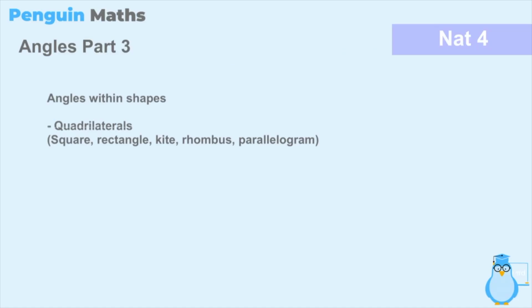Hi everyone and welcome to this lesson where we are going over part 3 of this angle series that we have been covering. In this lesson we will be looking at angles within more shapes, and this lesson is going to focus on quadrilaterals, and in particular we will be having a look at squares, rectangles, kites, rhombuses and parallelograms. We will be looking at what each of these shapes are and the different angles that we can find within them, and also go over a few example problems.